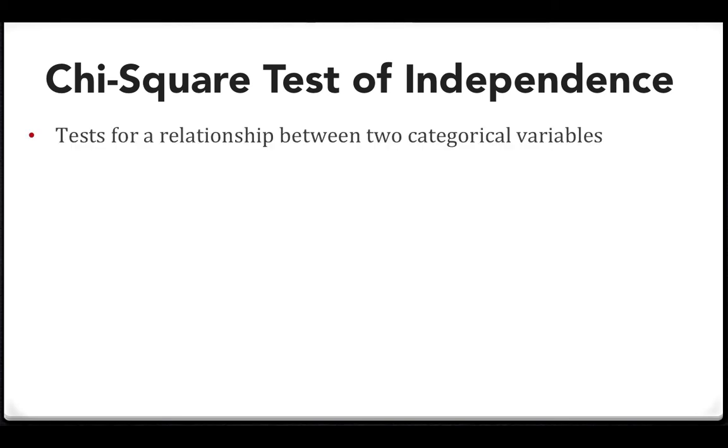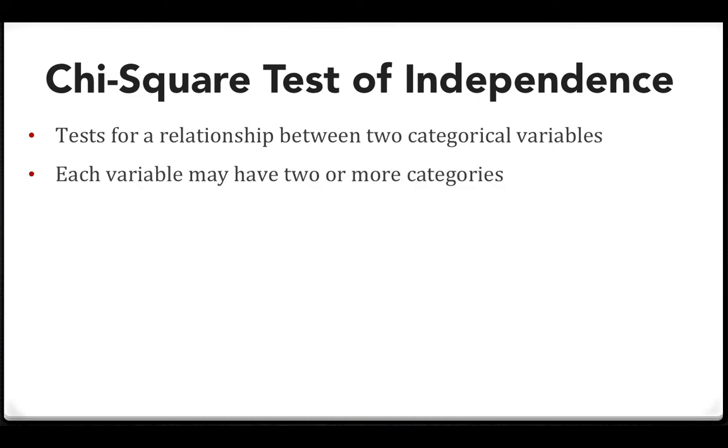This tests for a relationship between two or more categorical variables. In this course, we'll only be looking at examples with two categorical variables. It is possible, with slightly more sophisticated software though, to look at more than two categorical variables. But in this course, we're only going to do what we call a two-way chi-square test of independence, so we'll only be working with two categorical variables at a time.